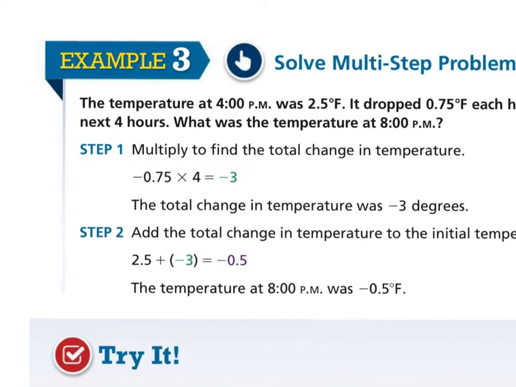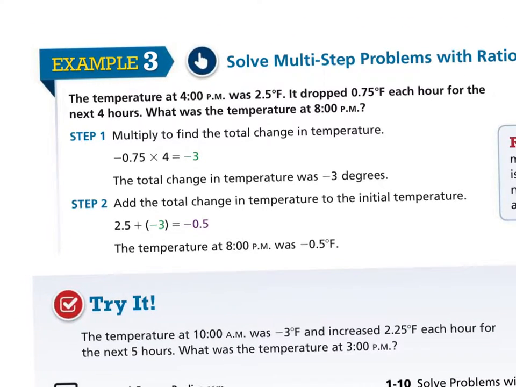So example 3, temperature at 4 p.m. was 2.5 degrees Fahrenheit, and it dropped 0.75 degrees Fahrenheit each hour for the next 4 hours. And the question is, what was the temperature at 8 o'clock p.m. after those 4 hours? So what they did in the book here is they just looked at how much the temperature is changing. So it's going down 75 hundredths of a degree every hour for 4 hours. So that's why they multiplied that by 4.